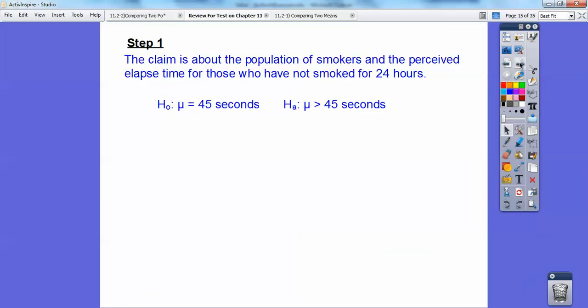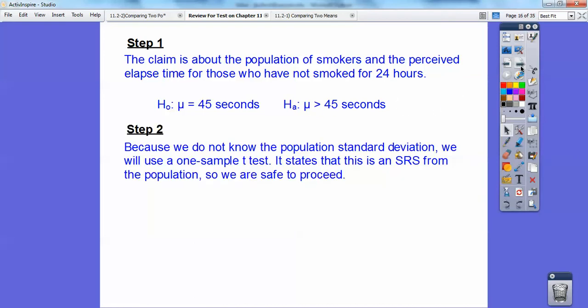So step 1, the claim is about the population of smokers and the perceived elapsed time for those who have not smoked for 24 hours. So the null hypothesis is 45 seconds and the alternative hypothesis is greater than 45 seconds. Alrighty. Step 2, because we don't know the population standard deviation, we're going to use the one sample t-test. It states that this is an SRS from the population, so we're safe to proceed.